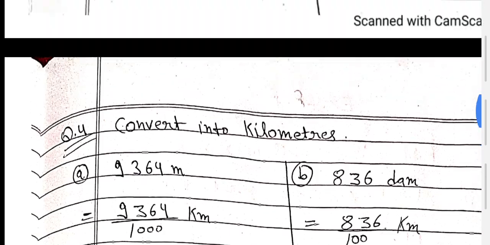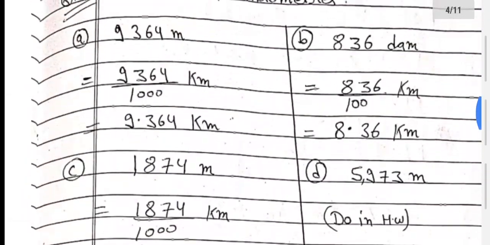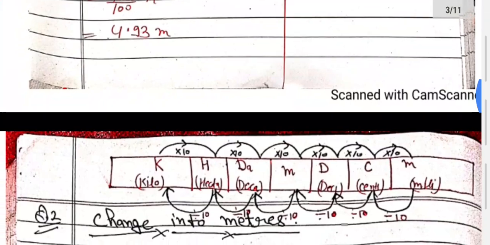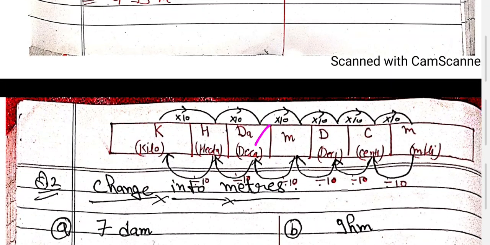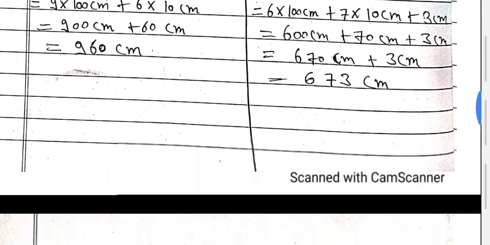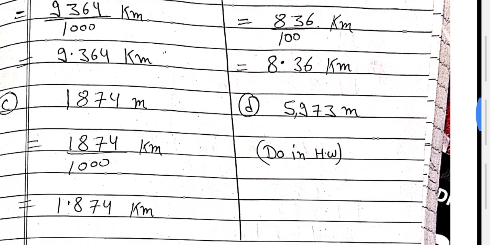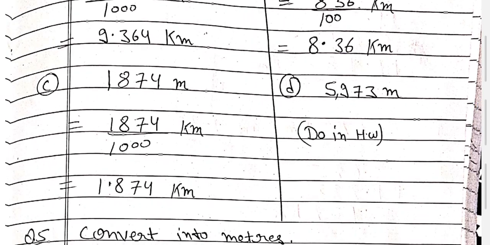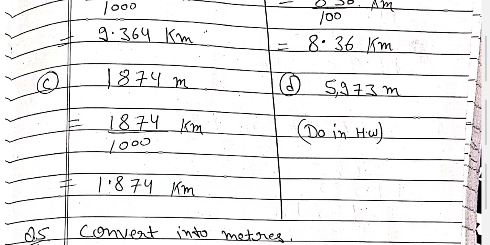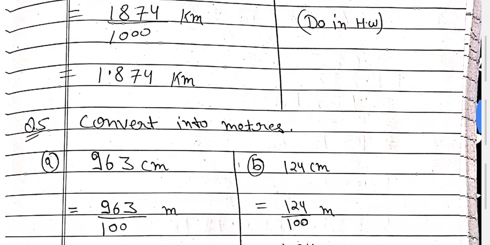Now come to B part, decameter, and you have to convert into what? Kilometer. Now just see deca here, and you have to move to kilometer, 1 step, 2 step. So you have to divide by what? 100. So you divide by 100, it becomes kilometer. After 2 digits you put the decimal, it becomes 8.36 kilometer. Now you have to convert 1874 meter. We did meter in the first question also, na? We divide by 1000, it becomes kilometer. Now put the decimal after 3, it becomes 1.874 kilometer. D part you have to do by yourself in homework.